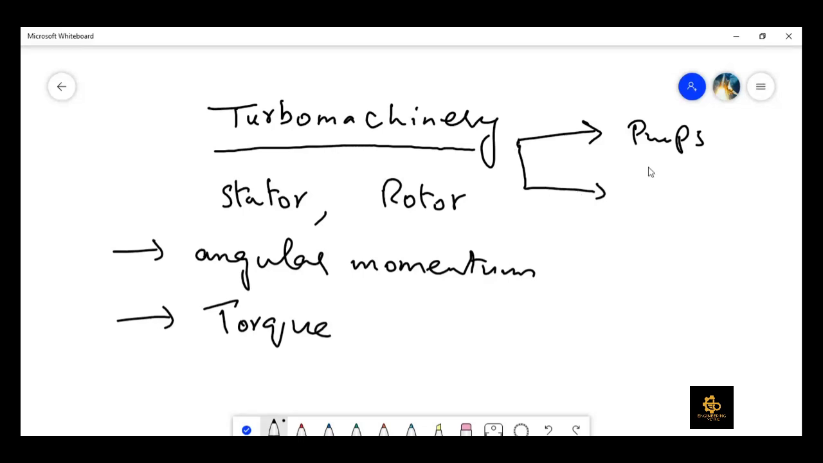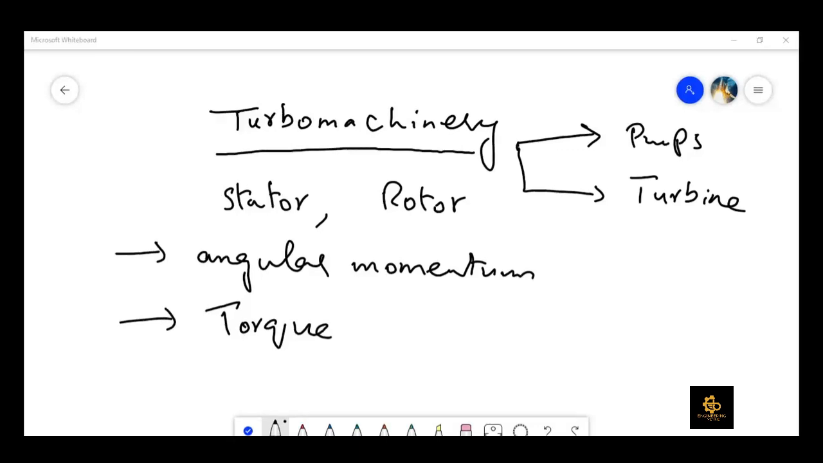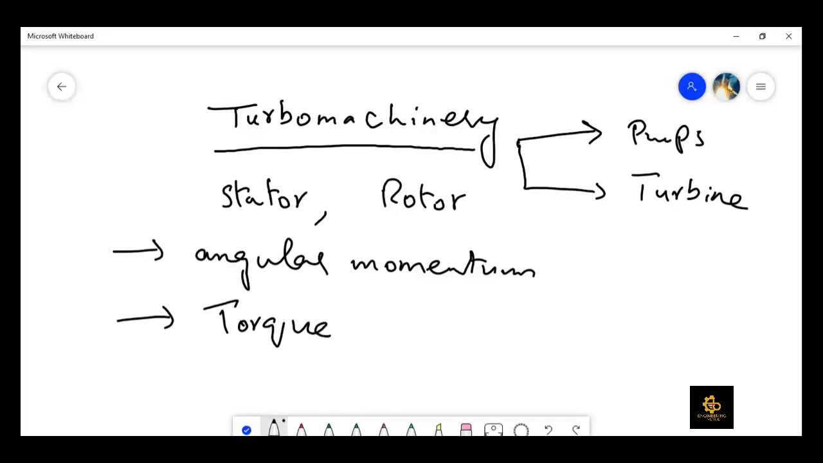And the second part is the turbine, where we extract the energy from the fluid with the help of rotating blades, and then that energy is converted into electrical energy by the use of generators. So that is another application. But we are going to discuss these two applications in more detail in the coming lectures. Before doing that, we are going to start from the basics.